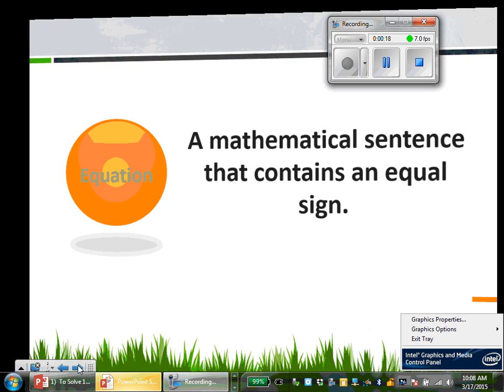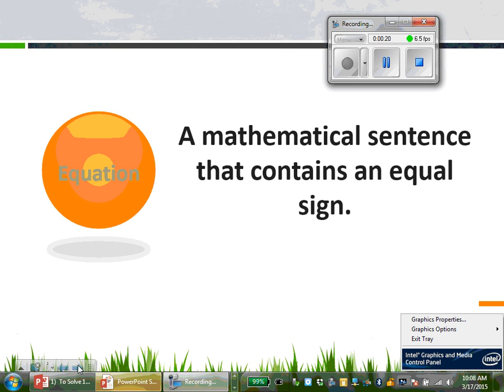So first of all, let's talk about what makes an equation an equation. How do you go from just an expression and then change it into an equation? You add an equal sign, okay? An equation is a mathematical sentence that contains an equal sign. If it's got an equal sign, then it's an equation. If it does not have an equal sign, then it's called an expression. Any questions so far?